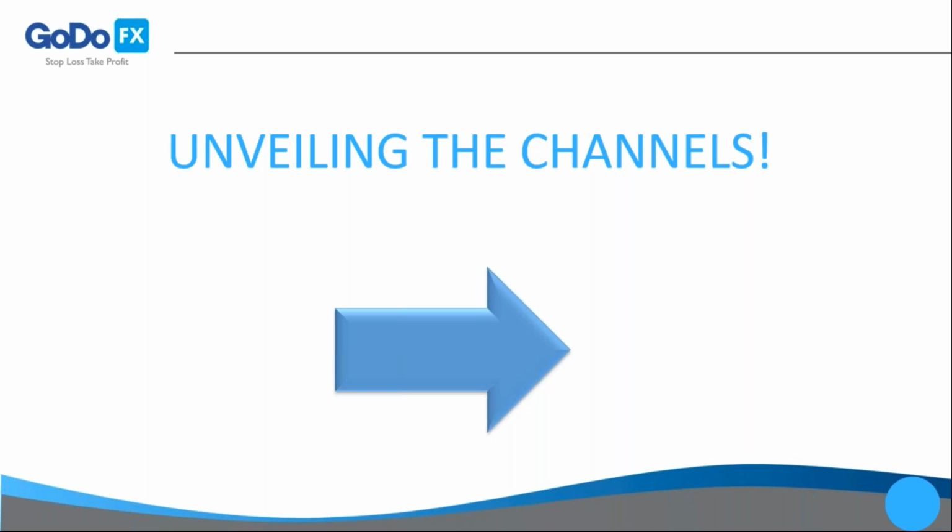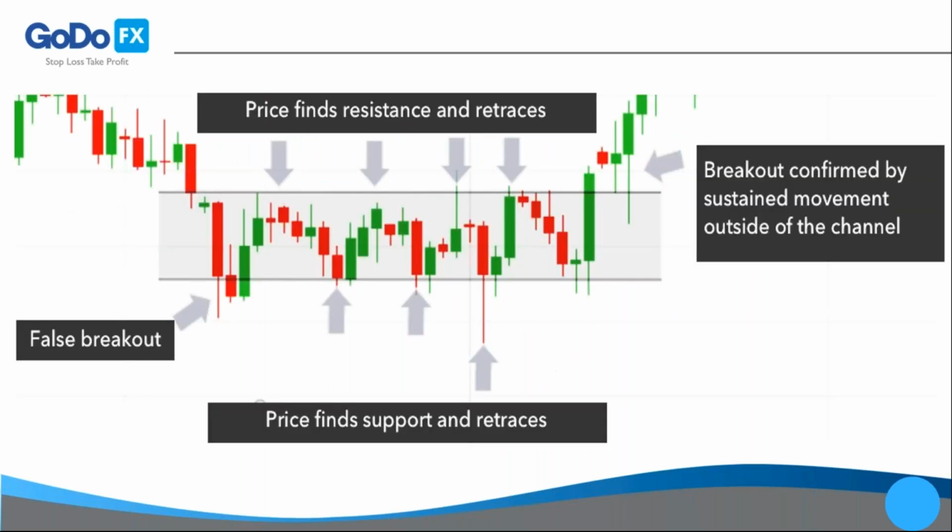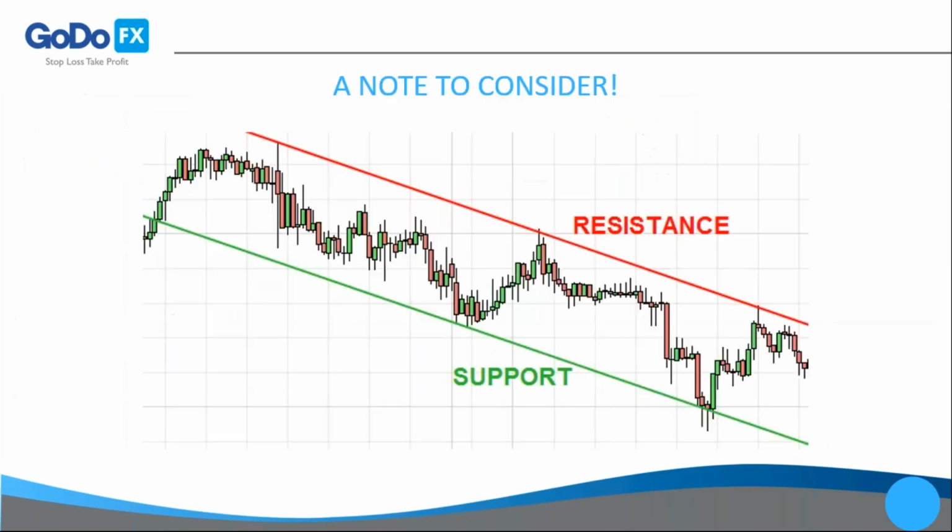To discuss the channels, we said that the channel is like a support and resistance line from two sides that are parallel to one another. The price fluctuates within the channel to eventually break it. And it's not necessarily horizontal. It can come in this form.